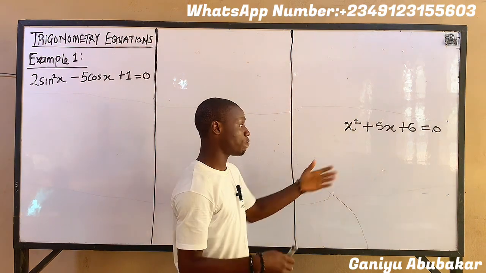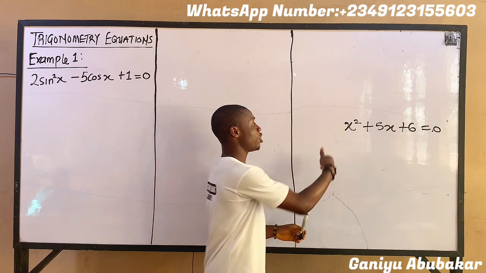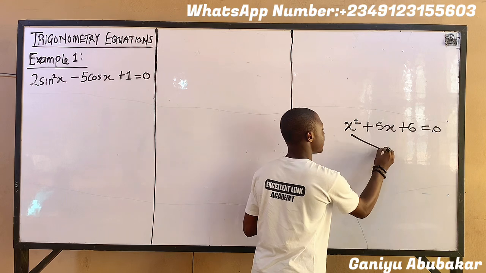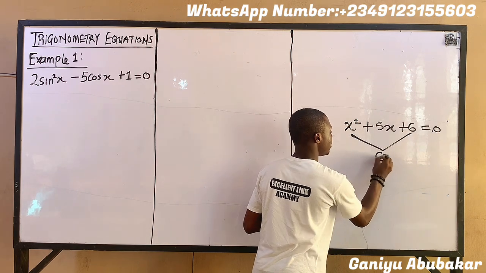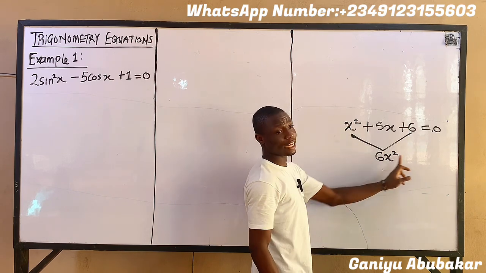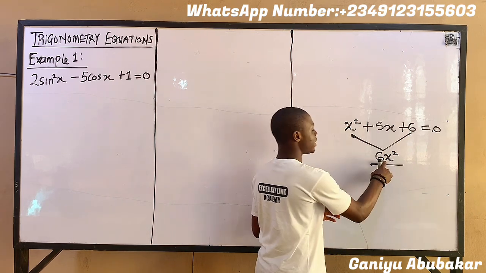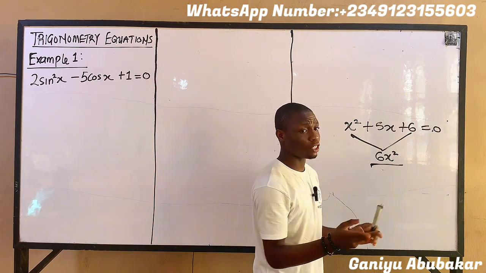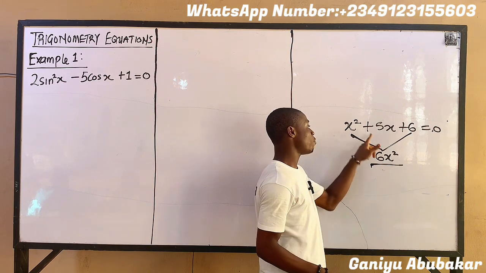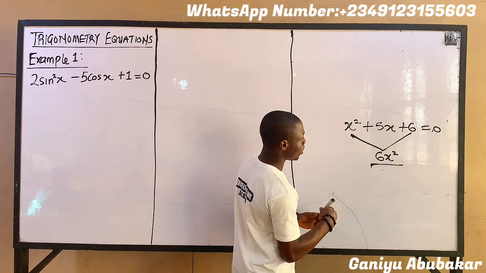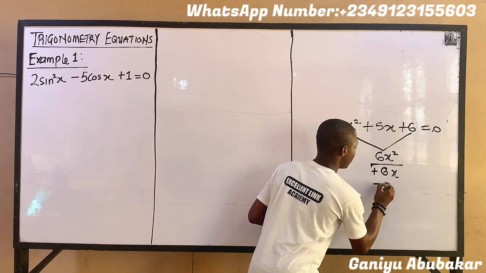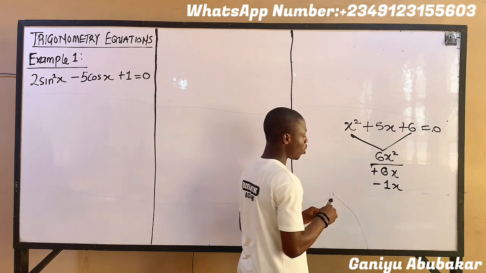So let's try to use factorization and see what we get. We have plus 5x. If I combine this x squared and this 6 together, multiplying 6 by x squared becomes 6x squared. The task now is to look for two numbers that, if I multiply them together, I'll have 6x squared, and if I add them up, I'll have plus 5. So the terms become a positive 6x and a minus 1x.